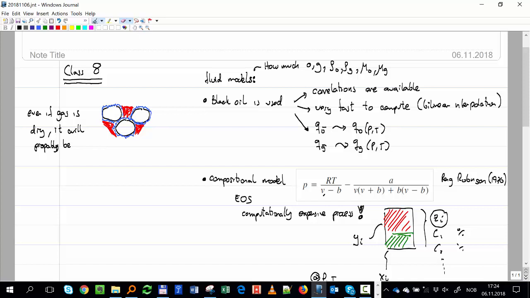So it will probably be saturated with water, even though I have very little condensate, very little oil. So I still have liquid, so I will have gas plus water in the tubing.